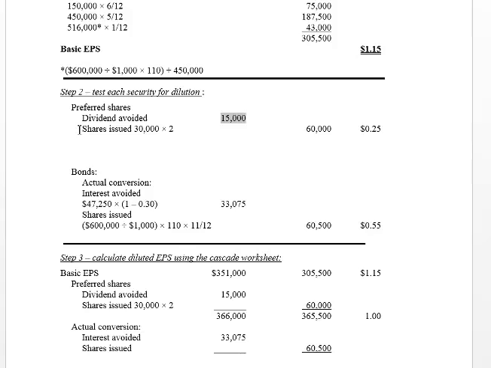Well, the question told us that the preferreds were convertible 2 for 1, which means for every preferred you get 2 common. So there would have been 60,000 shares outstanding.